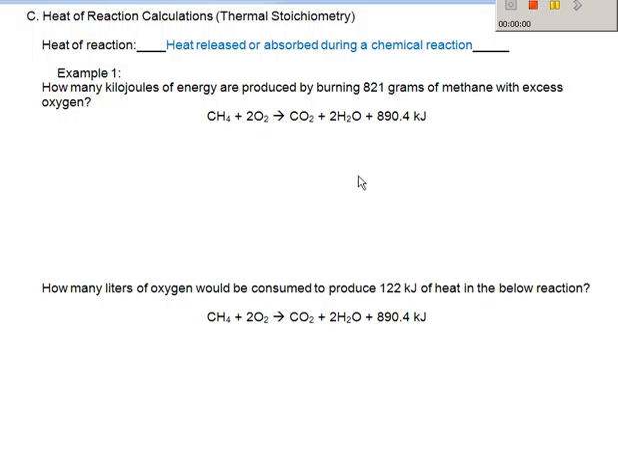This is Thermochemistry Part 7. Here we'll be looking at doing heat of reaction calculations, which we'll call thermal stoichiometry.